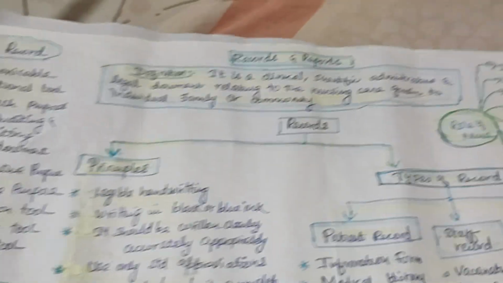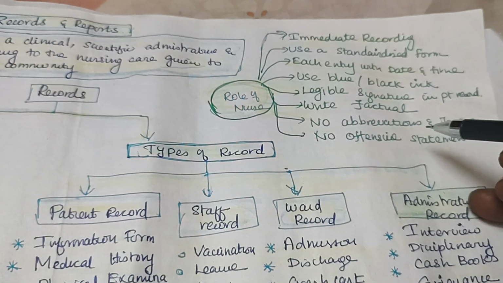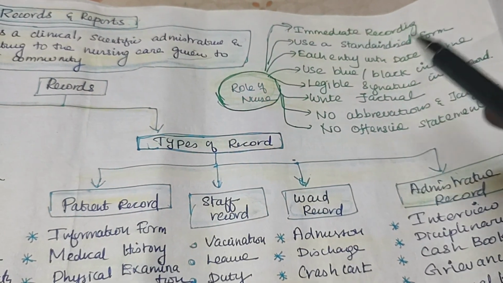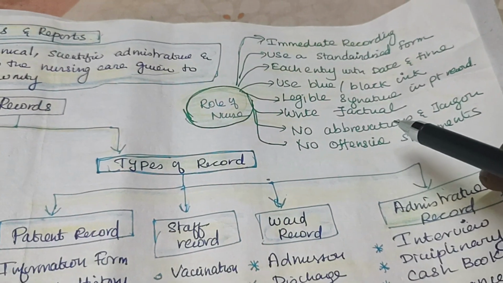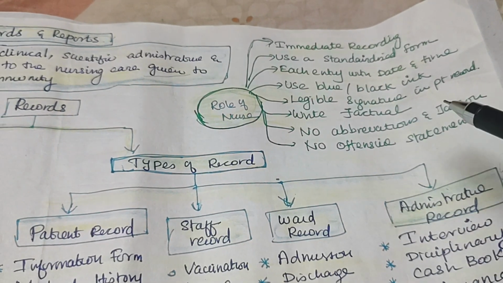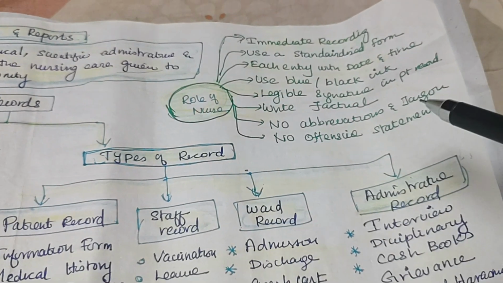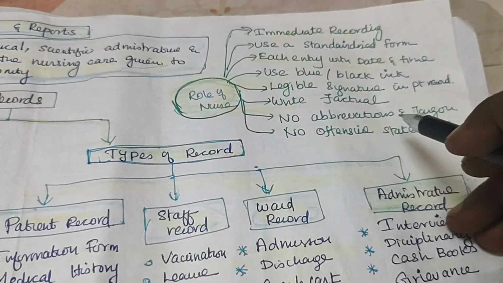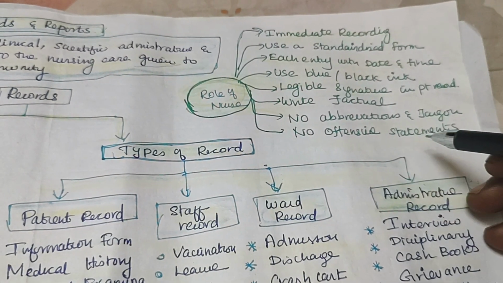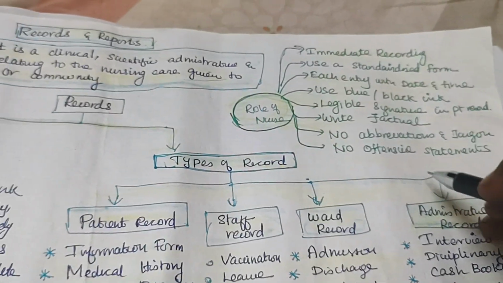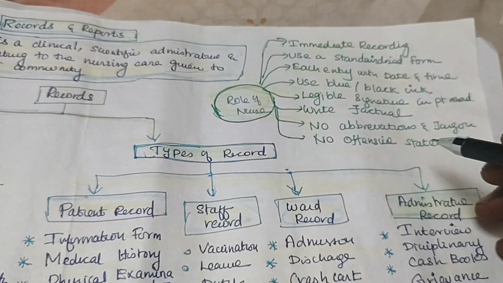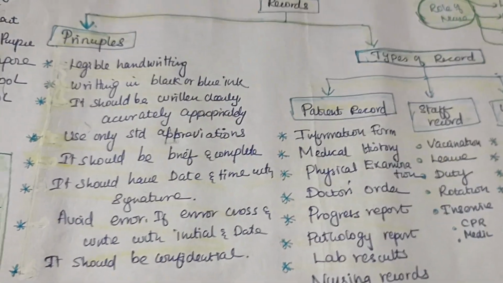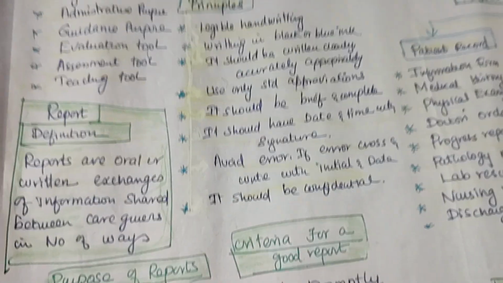Next we will see the role of the nurse in maintaining the record. The nurse has to record immediately. Use the standardized form in recording. Each entry should have a date and time. Use a blue or black pen. Use legible handwriting. The signature of the patient is necessary, meaning you have to get the signature. Write factually. No jargon or abbreviations should be used. No offensive statements; harassing words should be avoided. You have to follow ethical principles, right?